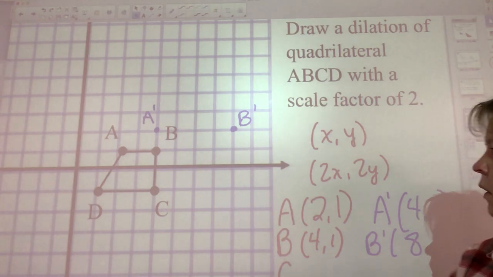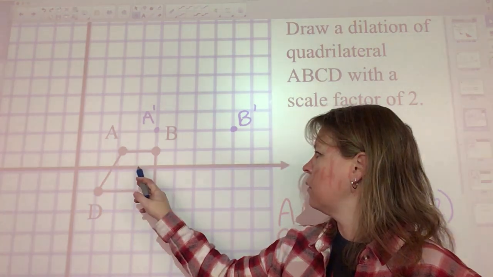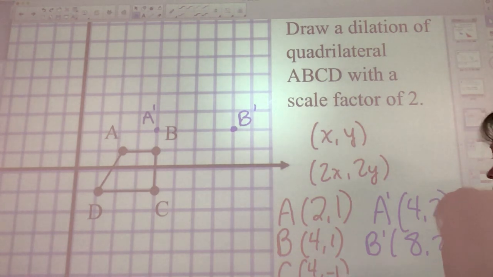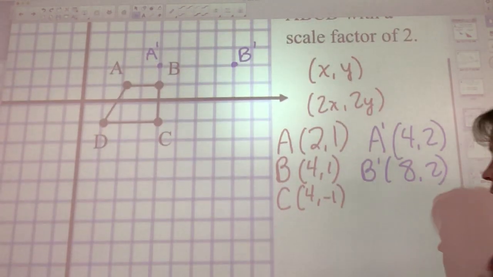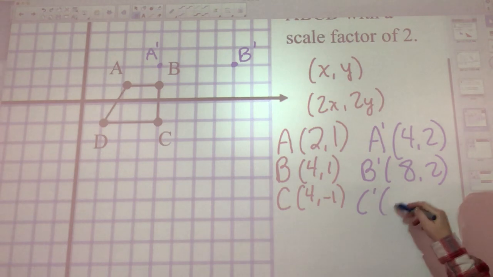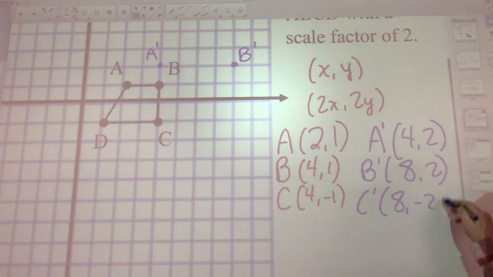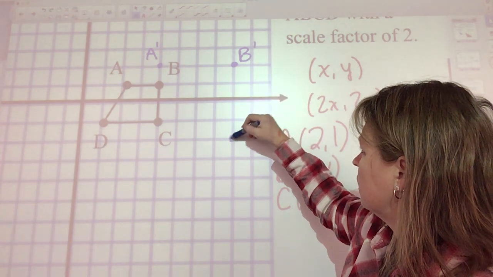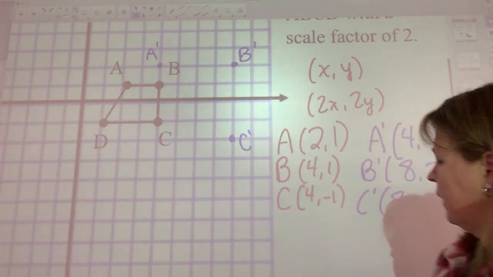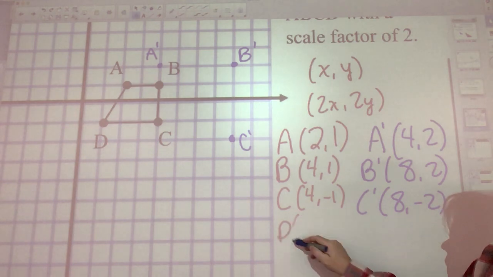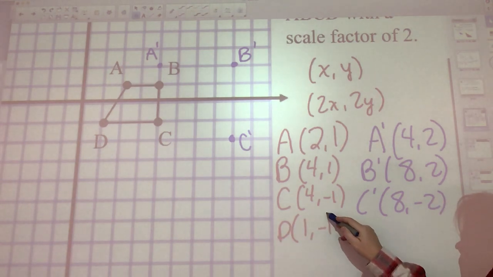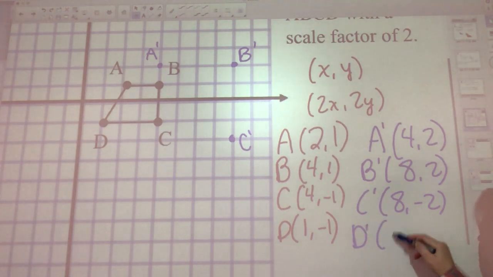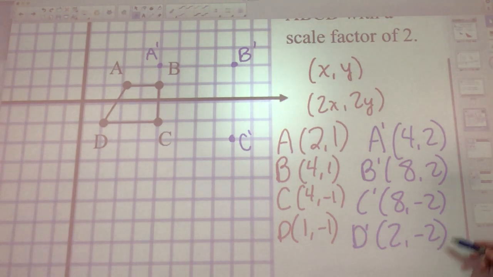C was at over 4, down 1. Therefore, our new C prime is at over 8, down 2. And our old D, original D, was over 1, down 1. And our new D prime, multiply them both by 2, is over 2, down 2.